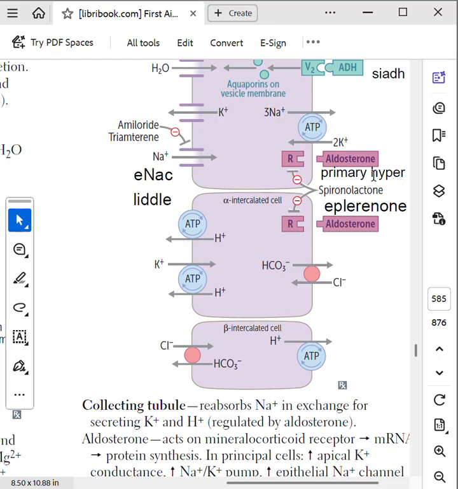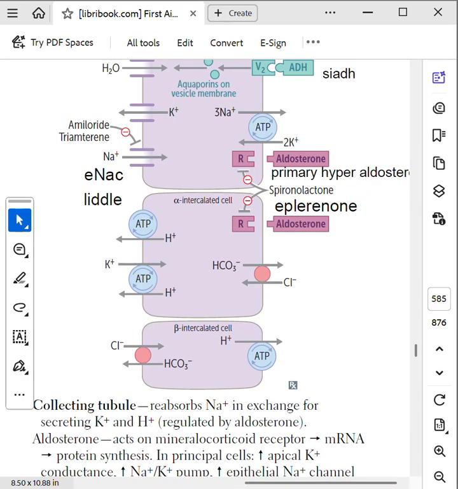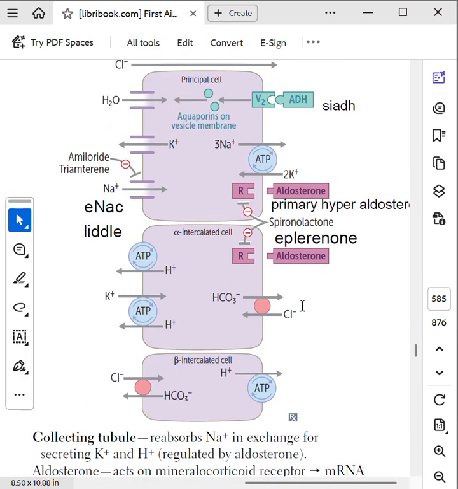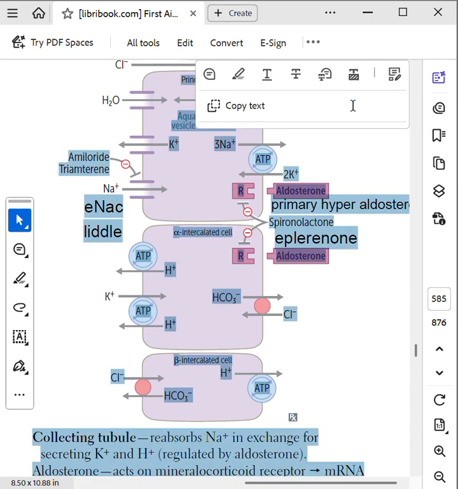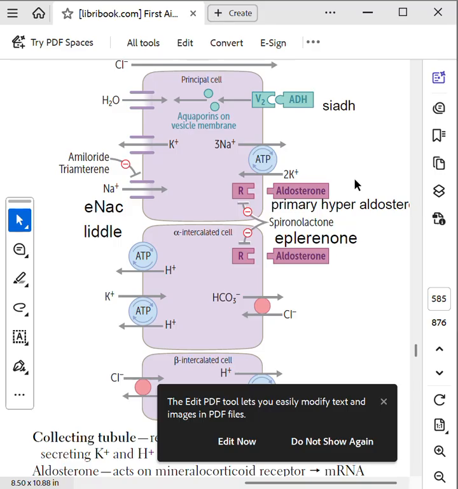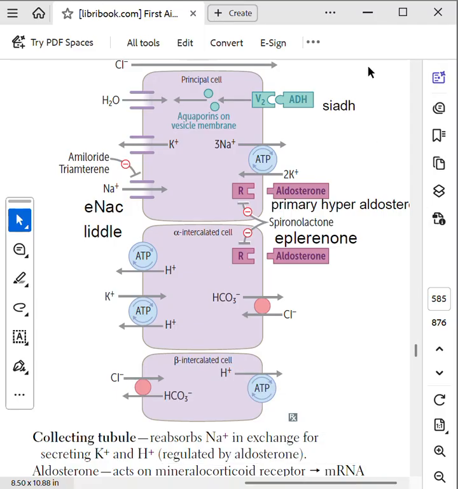One more thing is that when you get high ADH, like in SIADH, syndrome of inappropriate secretion of ADH, you get excess ADH, so there's a lot of water reabsorption and there's dilutional hyponatremia. So much water is being reabsorbed that the sodium already present is diluted, right?